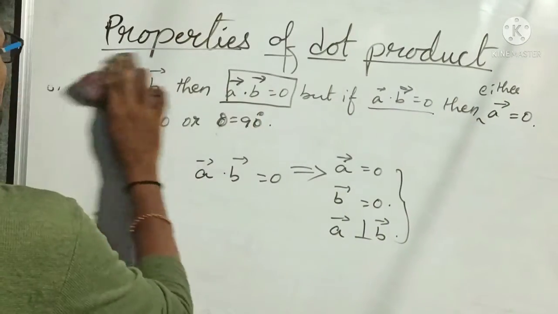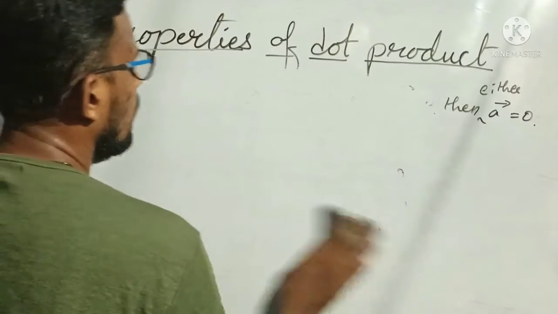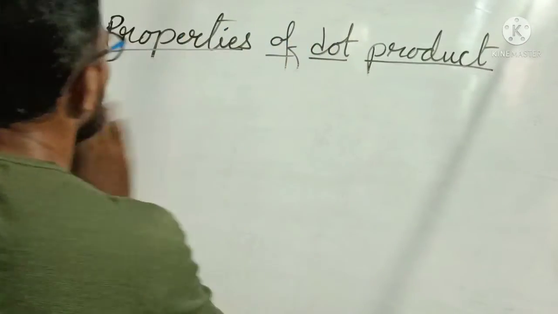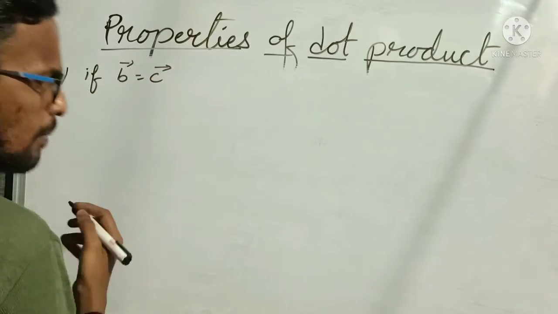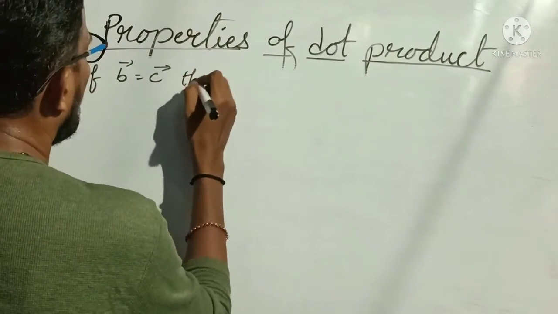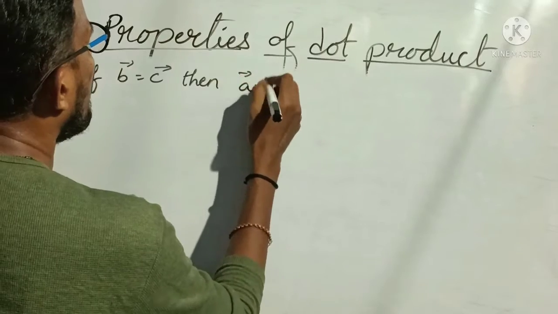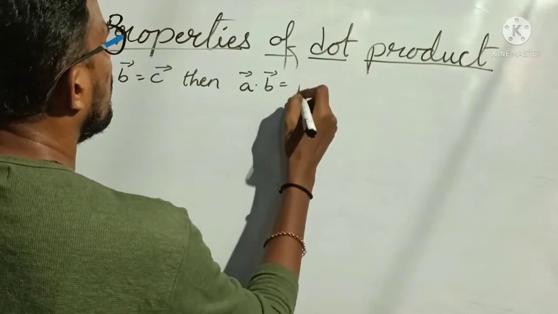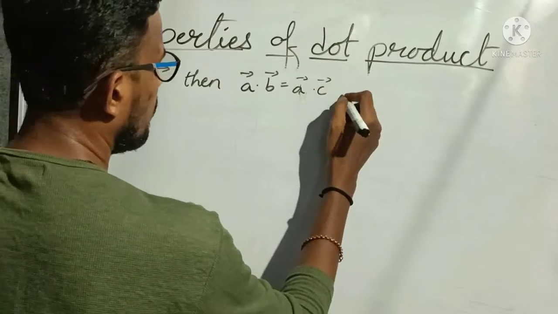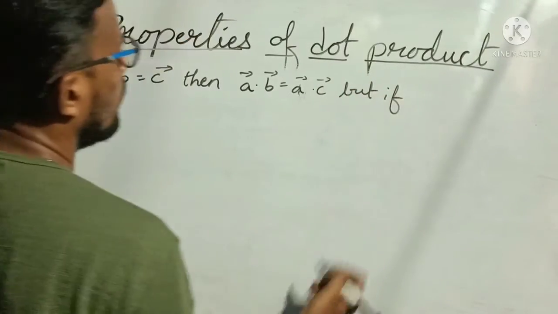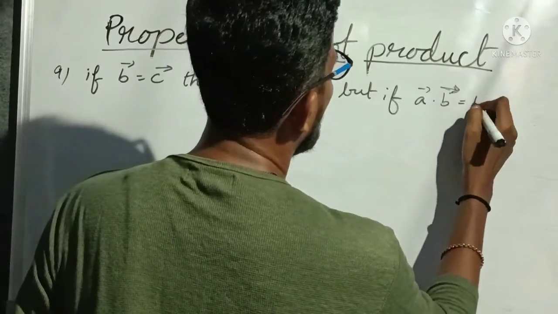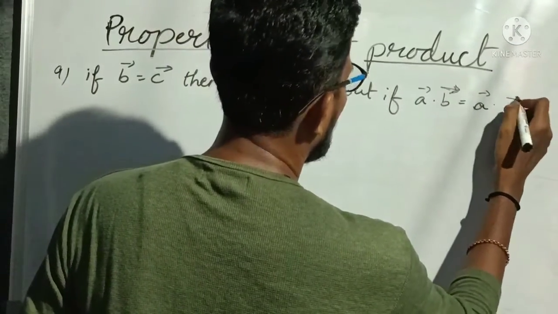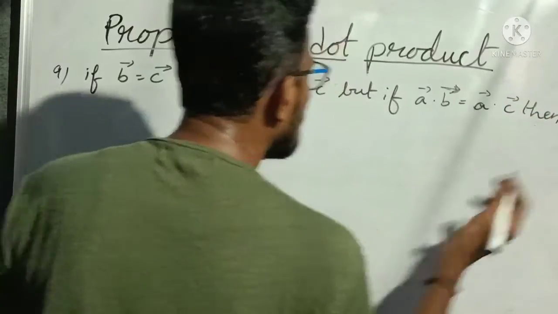Next, one more last but not least important property is there. Let us see that property also. Ninth property. If B bar is equal to C bar, then A bar dot B bar is equal to A bar dot C bar. But if A bar dot B bar is equal to A bar dot C bar, then here also three conditions are possible.